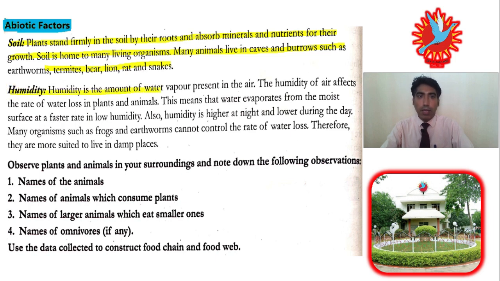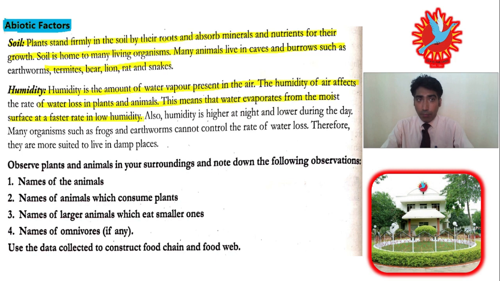Humidity is the amount of water vapor present in the air. Humidity of air affects the rate of water loss in plants and animals. This means the water evaporates from a moist surface at a faster rate in low humidity. So humidity directly and indirectly affects the amount of precipitation on our earth.